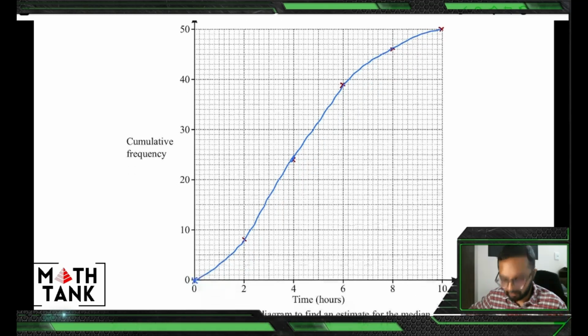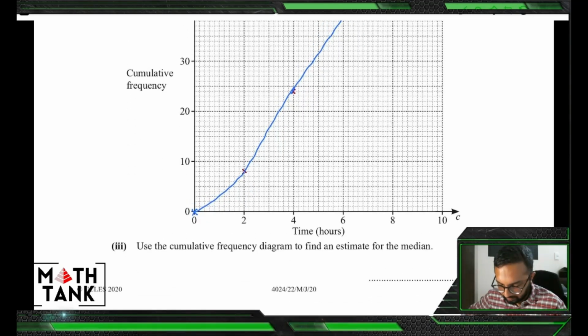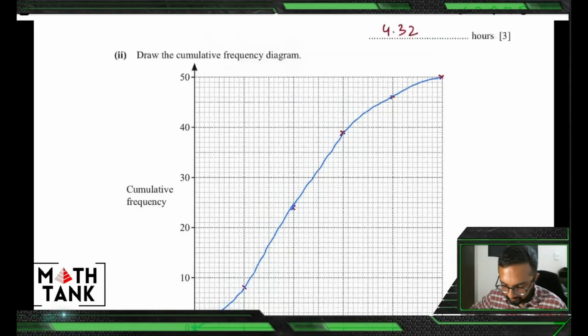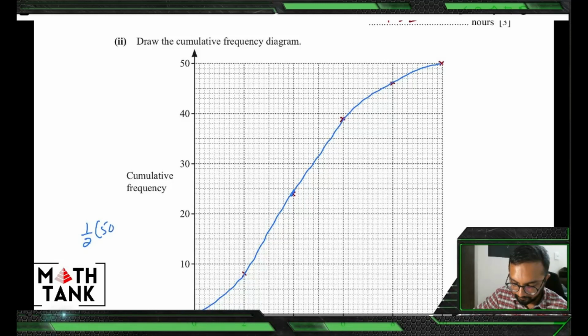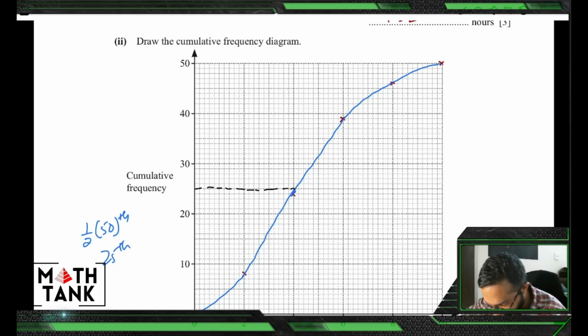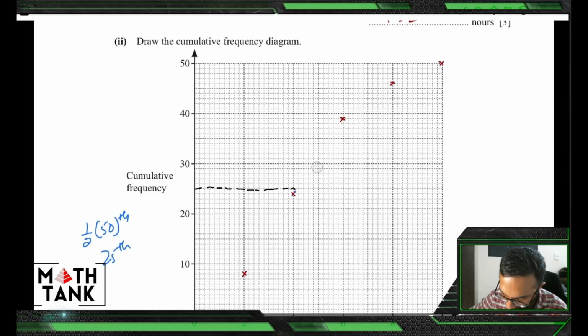Okay, that's as smooth as I could make it. Then it says estimate the median, so that's going to be the 25th value, half of the 50th. So where is the 25th then? Okay, let's try to read it as accurately as possible. Always draw this dotted line because it helps you read the graph. I think my graph is a little crooked here, so I'm going to try to draw it again.